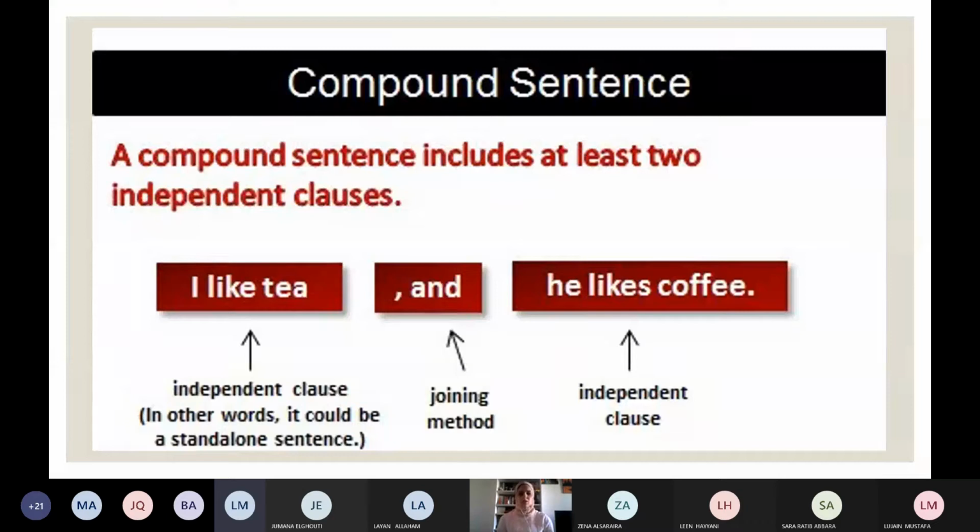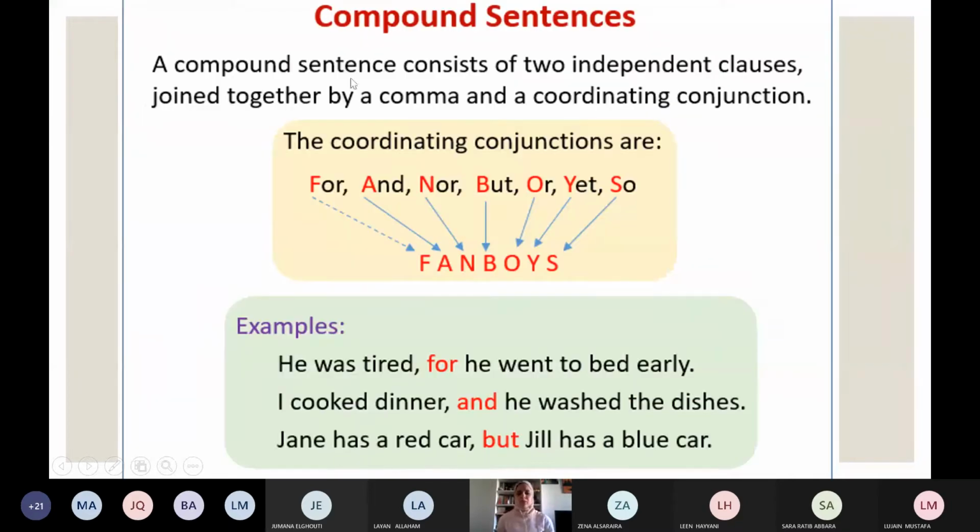So when I say I like tea, it's an independent clause. He likes coffee, it's an independent clause. I want to combine them together: comma and, or comma for, comma yet, comma nor. Here, in order to form a compound sentence, I have two independent clauses connected by fanboys.